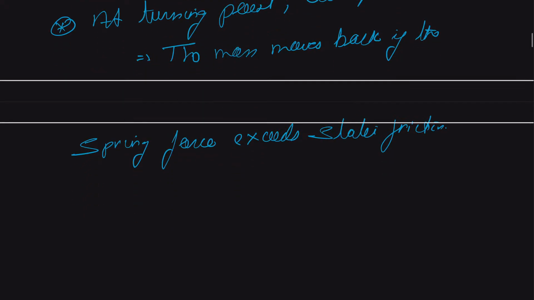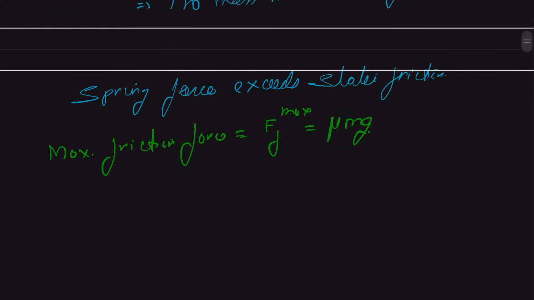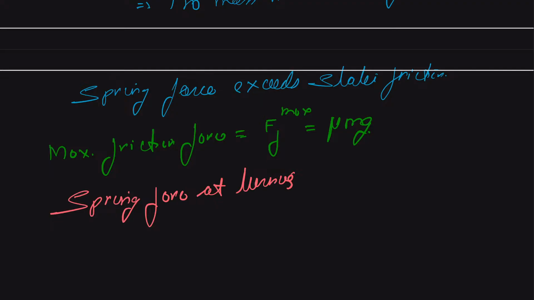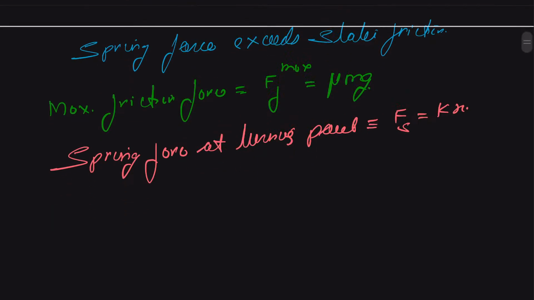So we know that the maximum friction force, let us call this f of f max, is equal to mu mg, and spring force at the turning point is, let us suppose, f of s, and that is k times x. And motion is going to stop when these two terms are equal.